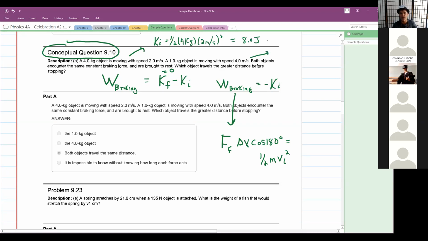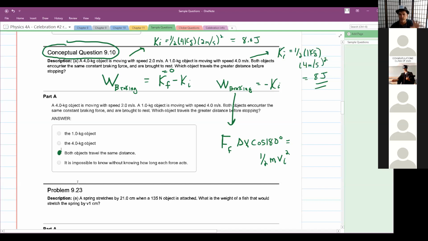Second one, I have a mass of 1 kilogram moving at 4 meters per second. Its kinetic energy would be 1/2 times 1 kilogram times (4 meters per second) squared. I end up with the exact same kinetic energy to begin with. So since they started with the exact same kinetic energy and they end with the exact same kinetic energy, which is 0, that means the work done by this braking force is the same on both. And since we apply the same force, that means it must act over the exact same distance. So the correct answer was both objects travel the same distance.